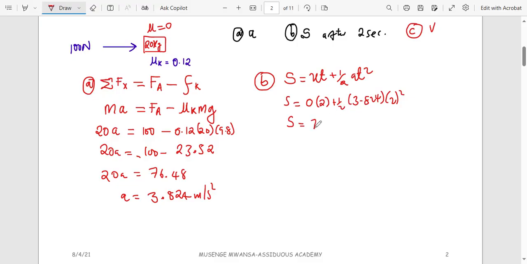That is going to give us 7.648 meters. That is the distance that is going to be covered after 2 seconds.